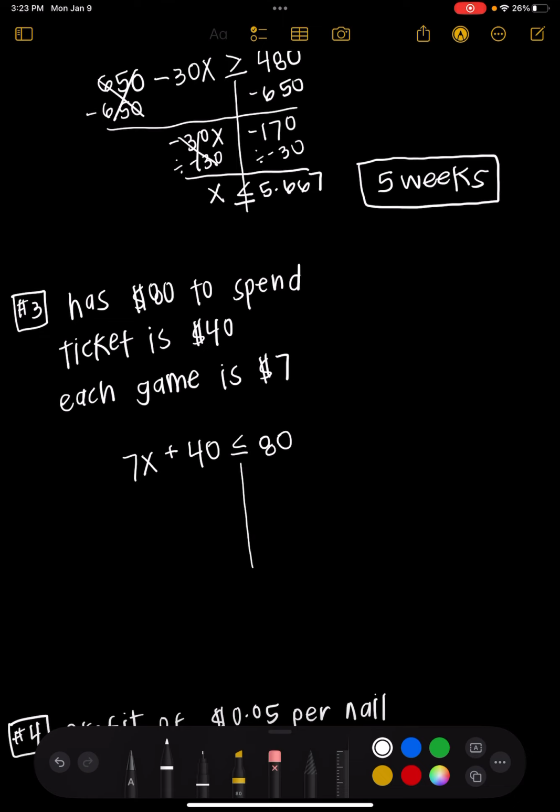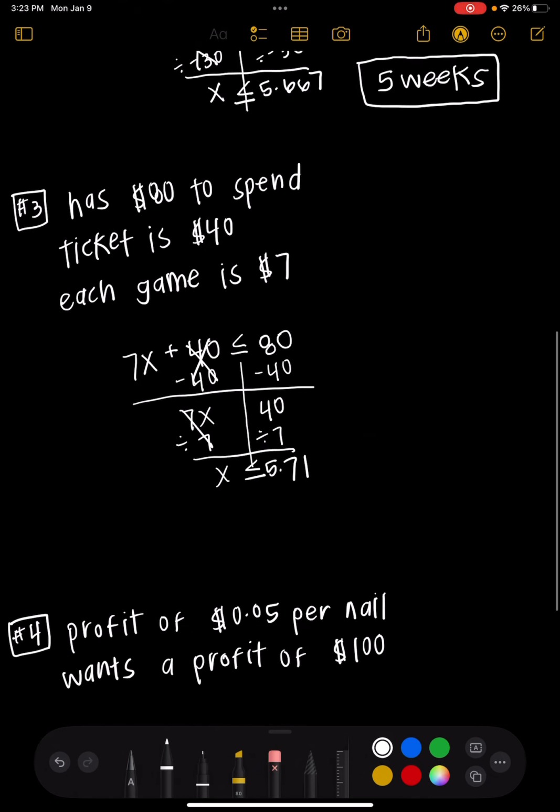Now let's solve it. So to solve it, we're going to subtract 40 from each side. We'd end up with 7x because the 40s cancel out. And then 80 minus 40 is 40. Now we're going to divide each side by 7. And we end up, the 7s cancel out. We end up with 40 divided by 7, which is 5.71. And it's less than or equal to. So x has to be less than or equal to 5.71.